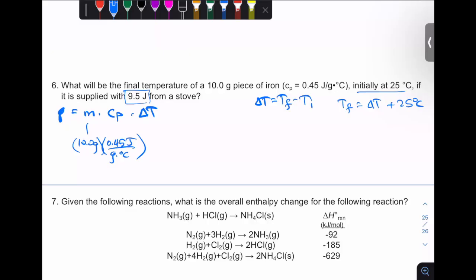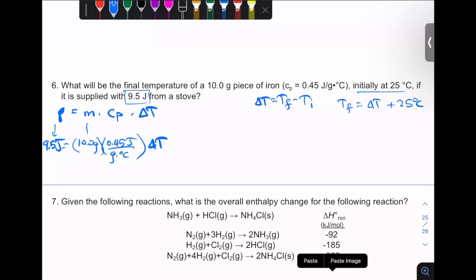Unlike in a coffee cup calorimeter, where you're measuring the temperature of the water, here we're just following Q, and we're putting that energy into the system. So this is going to be equal to 9.5 joules. That's Q. Delta T, that's our unknown. So we can just solve for delta T and then add it to 25 degrees and we'll get our answer.